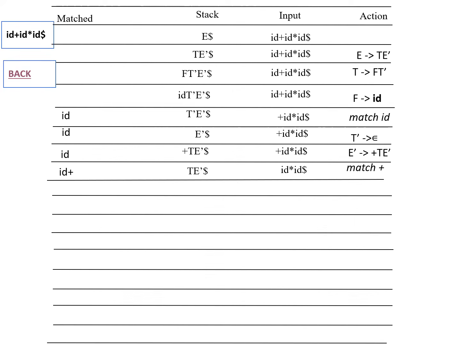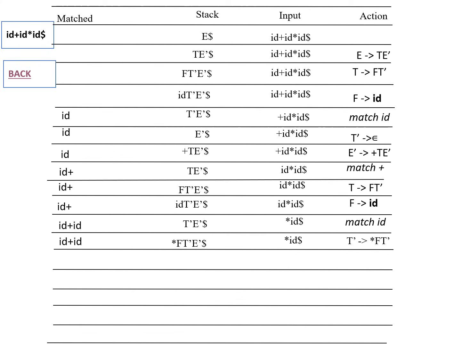Now what is the stack top? T. T on id is FT dash. Now what is the stack top? F. F on id is id. Now matching occurs, and the stack top is popped. The input pointer is pointing to star now. What is the stack top? T dash. T dash on star is star FT dash. Now matching: pop the stack, and IP is advanced so that it is pointing to id now.